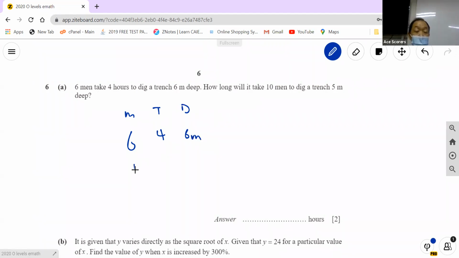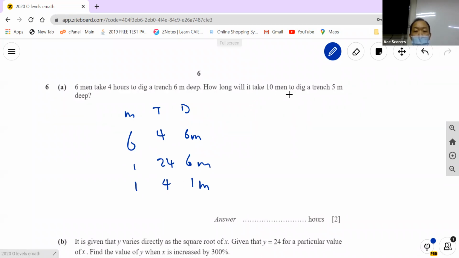So one man, let's say it's 6 meters, right? One man will take 6 times 4, that's 24 hours to dig 6 meters. All right, one man, if it's only 1 meter, so I divide by 6 to dig 1 meter. So I divide by 6 here. All right, so the time taken is 4 hours.